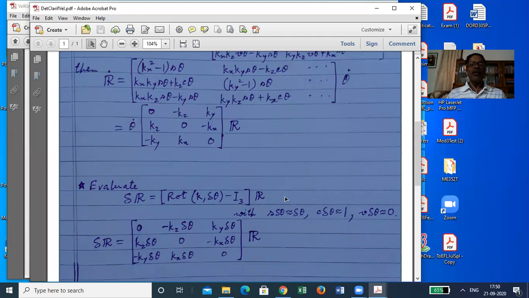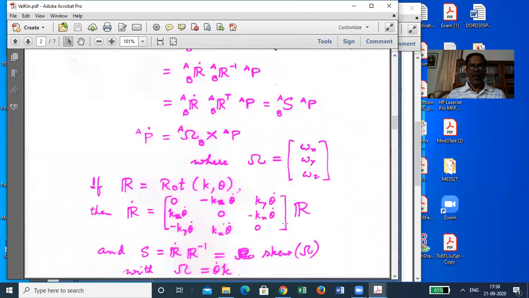Another way you can try to handle it. We go back to that original one and come back here for seeing another perspective. Okay, so this is what we established just now. And then from here, you will get S, which is R dot into R inverse or R dot into R transpose, as the skew symmetric matrix version of capital omega, where capital omega vector, the angular velocity vector, is theta dot k. So whatever was rot k theta, when you take its derivative, you finally arrive at an angular velocity vector which is just the angular velocity magnitude theta dot and the direction k, and that's it. Okay.